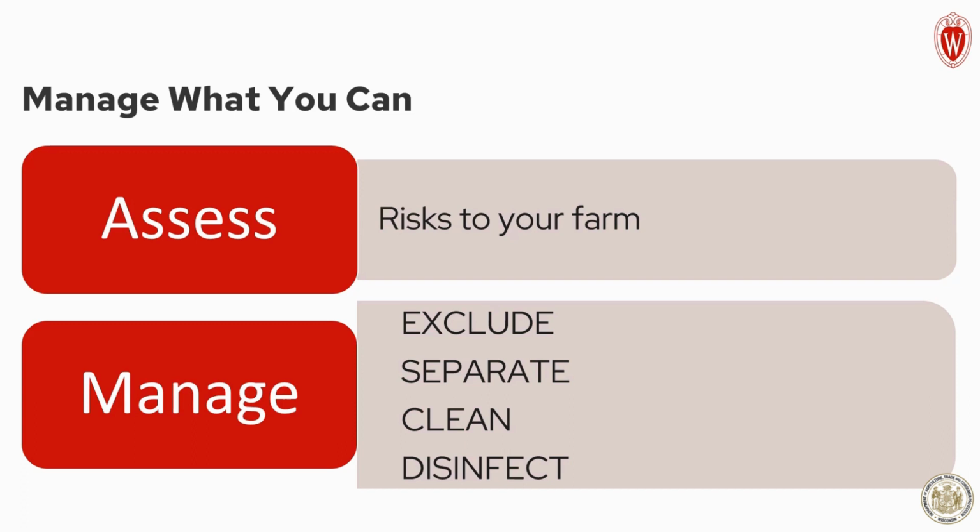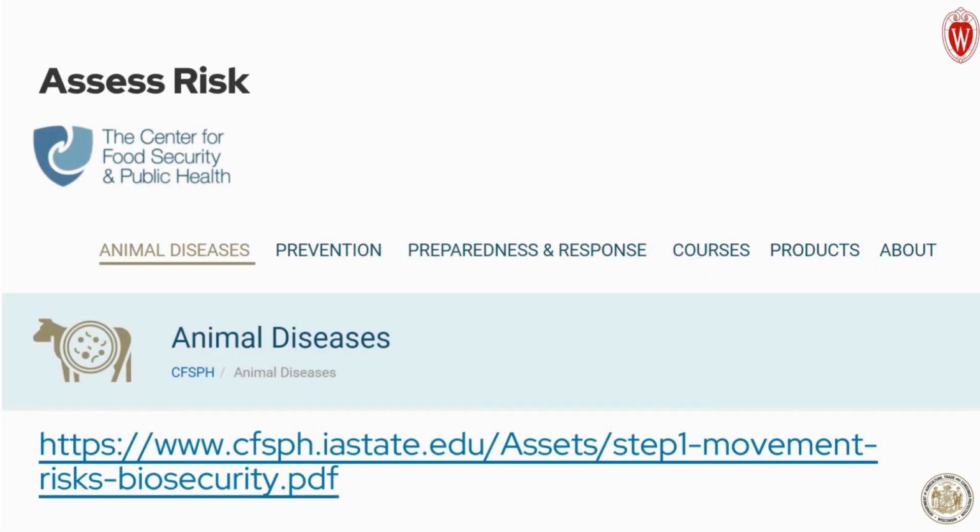The disease-causing organisms are many, and it is impossible to control them all, but we can take steps to broadly manage as many as we can. Check out Iowa State's Center for Food Security and Public Health, which has many great biosecurity resources for animal disease prevention, preparedness, and response, including templates to help you assess the biosecurity risks to your farm.